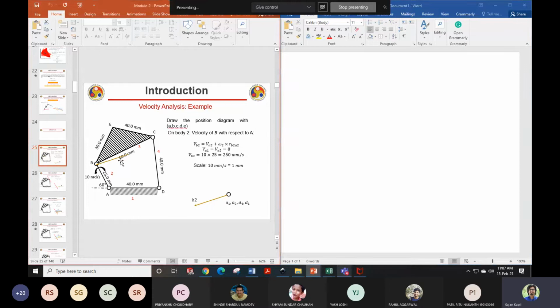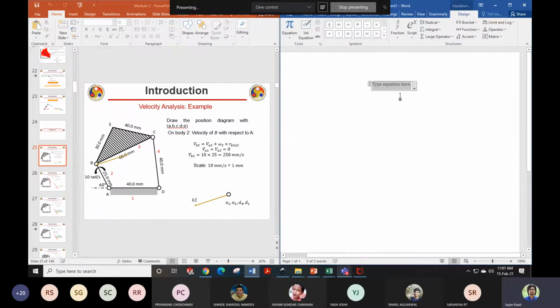Now let me come back to this particular mechanism, which is a 4-bar mechanism. Let us write the equation first of all for each and every point which we are interested in. We know that points A and D are at zero velocity. They are attached to the ground. So let me just write these things for you. Each and everything I'll write here first of all, and you also write it. Velocity of point A with respect to ground is zero.